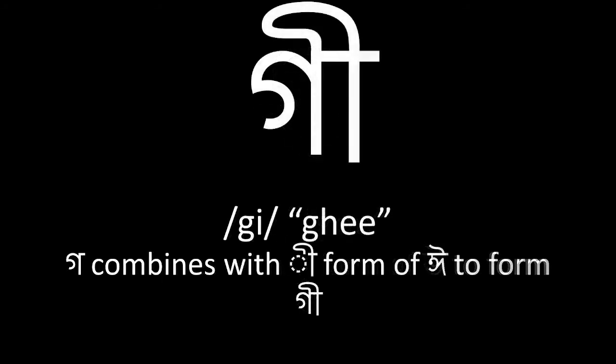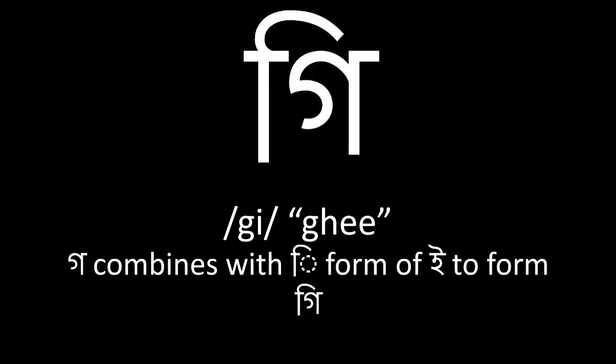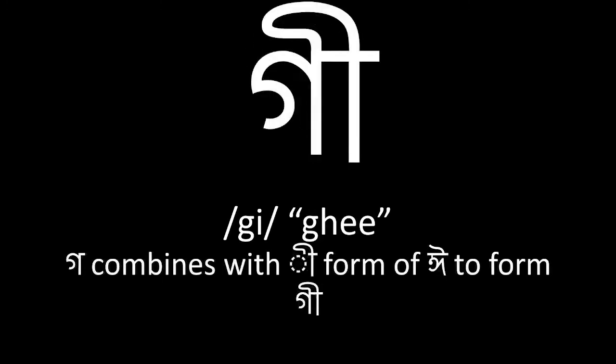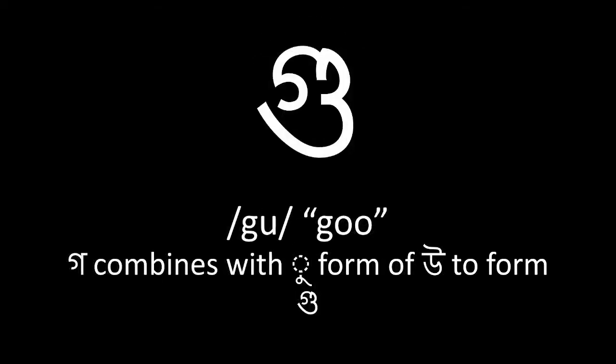Let me see if I had the other gi here. Yeah, I have gi and gi. I'm used to saying the alphabet in a row. Gi, gi. All right. Gu.